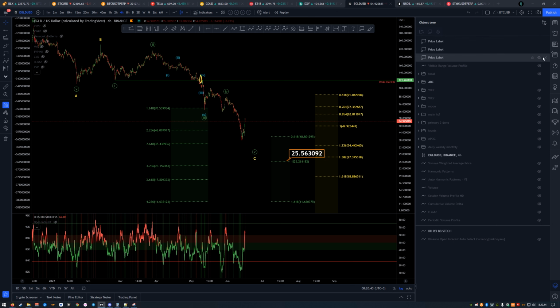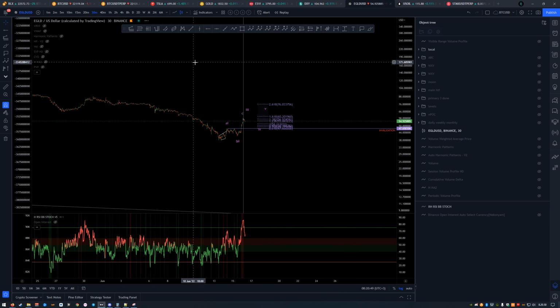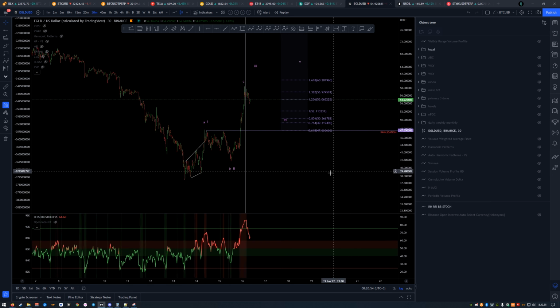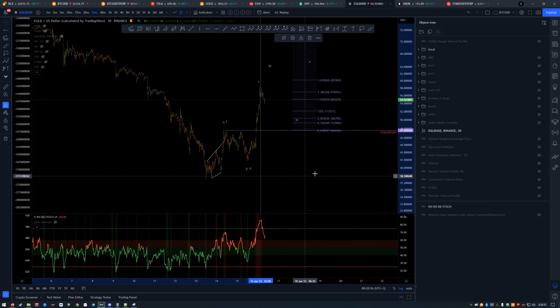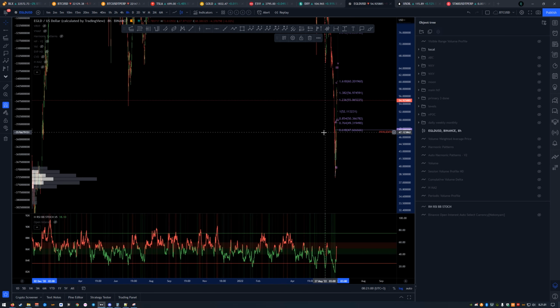So let's take a look at the closer structures or the local structures from this current low. Let's go into 30 minutes. So these are the scenarios. What is this? Oh yeah, it was the volume profile.